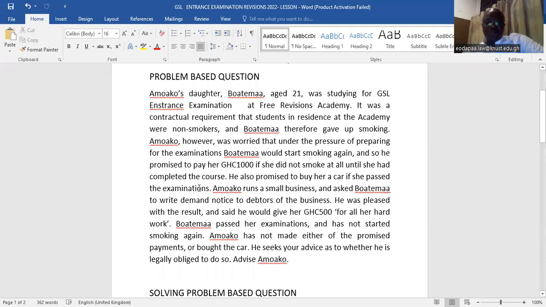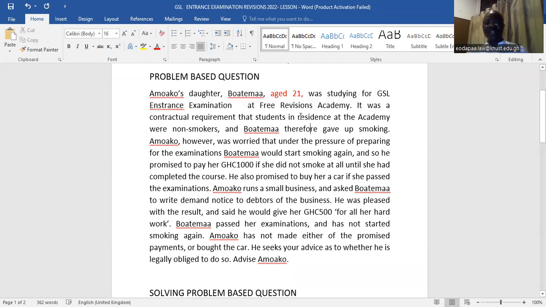So as I told you some time ago, a very simple way to get the issues is just to start from the first sentence and go line by line. Then you ask yourself, does this really raise any issue? Okay. So Amoako's daughter, Boatemaa, age 21, was studying for GSL at Free Revisions Academy. At this stage, we are not in a position to really know whether there is any issue, isn't it? Except that the age 21 is something of interest. So we want to flag it, and later on, we come back to it.